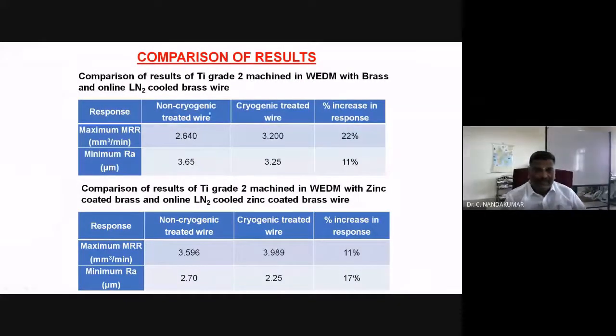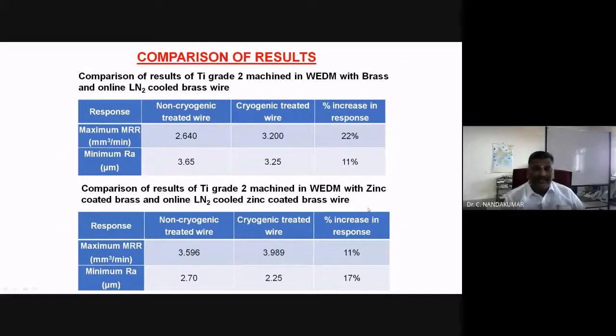This is the comparison of results for grade 2 machined with wire EDM using brass and online liquid cooled brass wire. For the non-cryogenically treated wire, the maximum MRR is 2.64 and RA is 3.65. For the cryogenically treated wire, it is 3.2 for MRR and 3.25 for RA. That is an increase in response of 22%, and the MRR also increased by 11%.